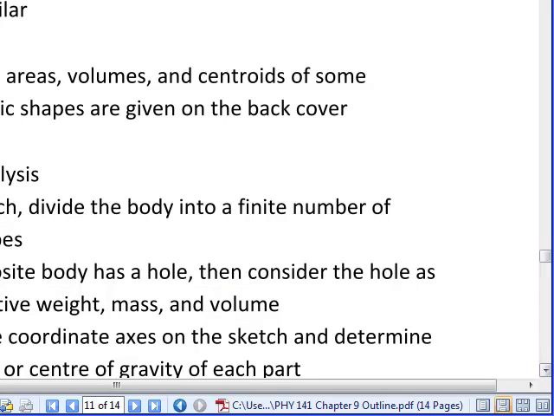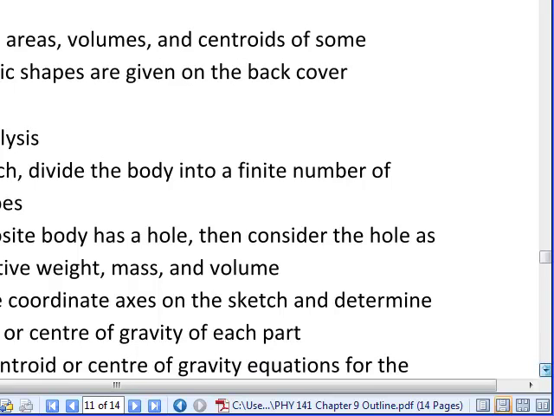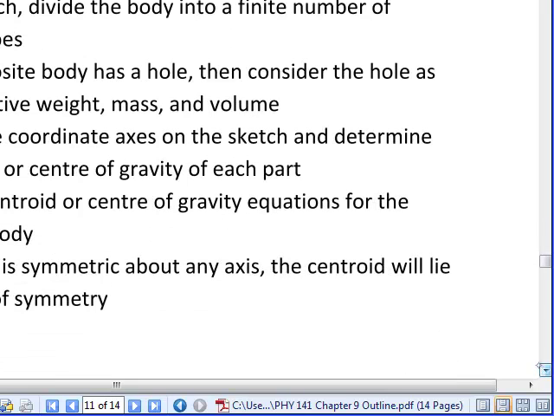If the composite body has a hole, then consider the hole as having negative weight, mass, volume, and area. Establish the coordinate axes on the sketch and determine the centroid or center of gravity for each part. Apply the centroid or center of gravity equations for the composite body. And if the object is symmetric about any axis, the centroid will lie on the axis of symmetry. So we can use that, as we did in the last problem, to make it from 3 different coordinates to 1 or 2.